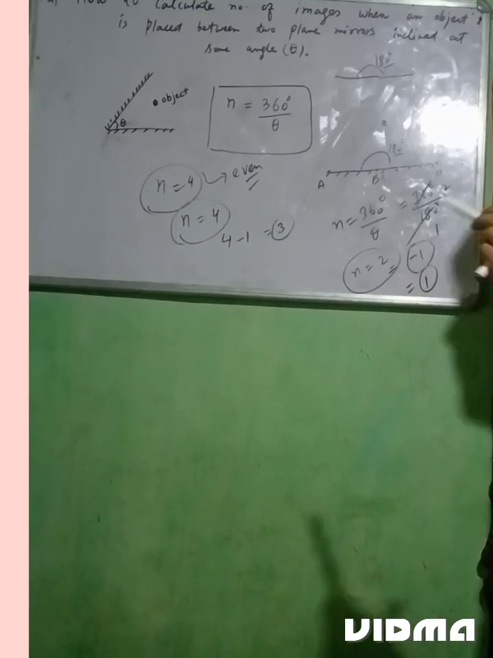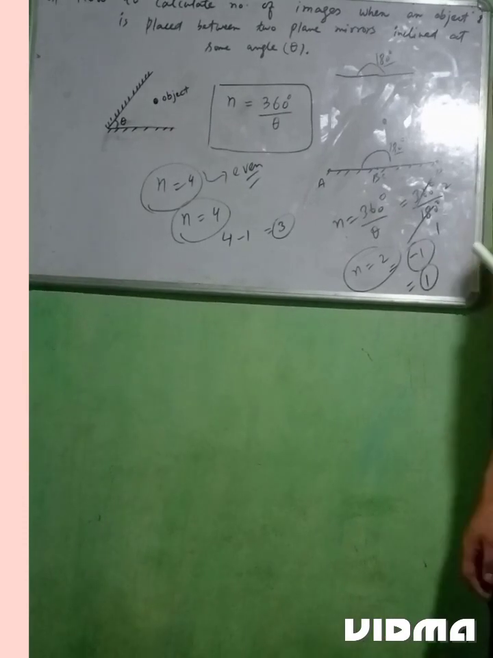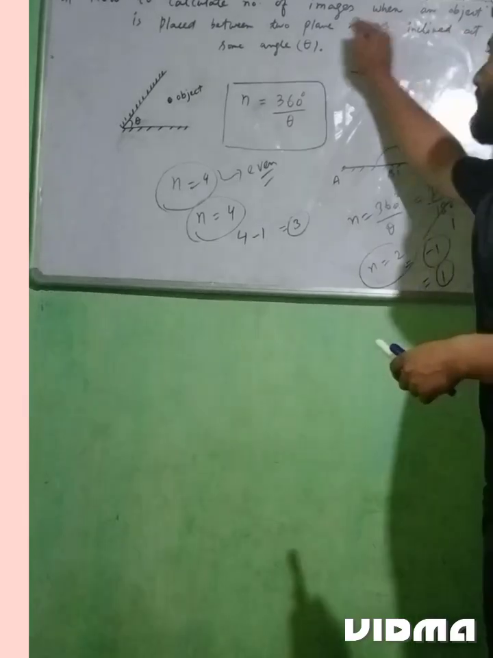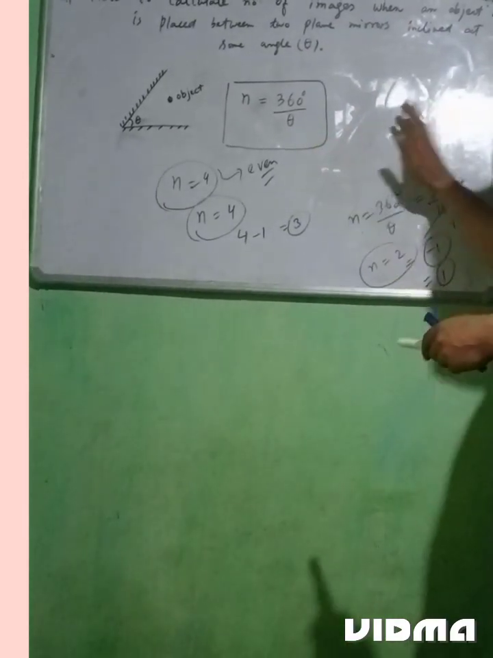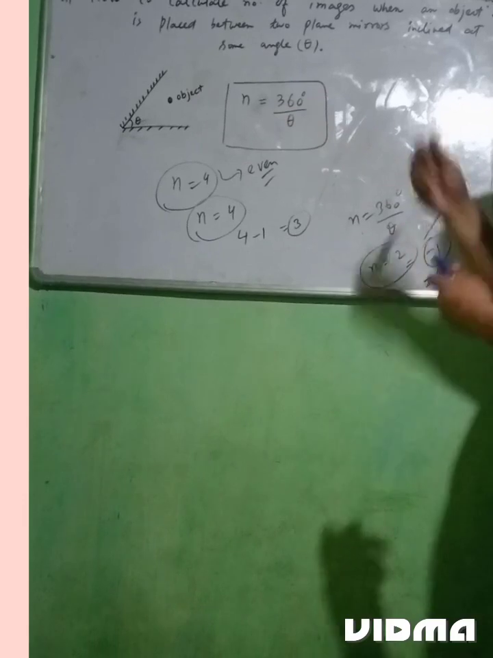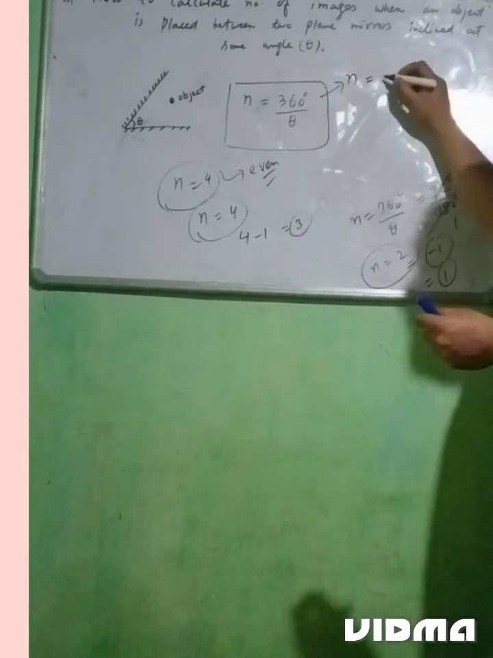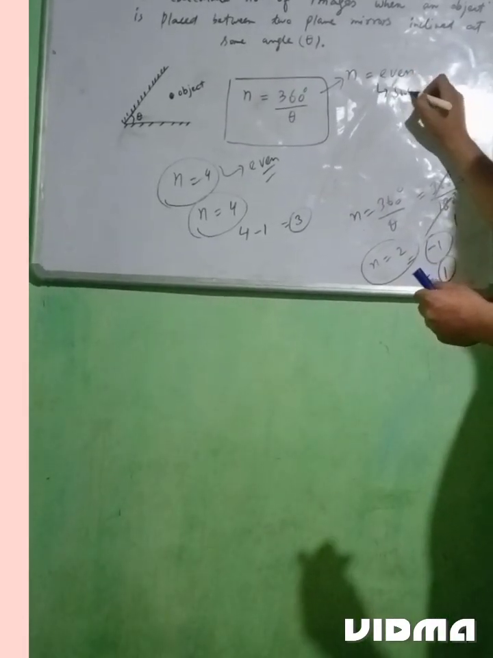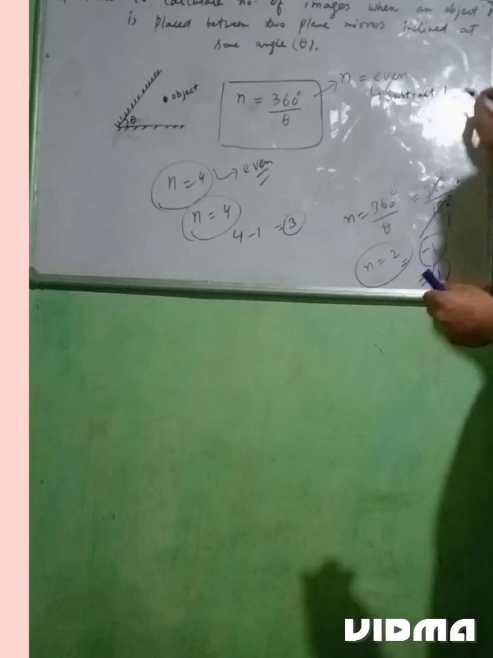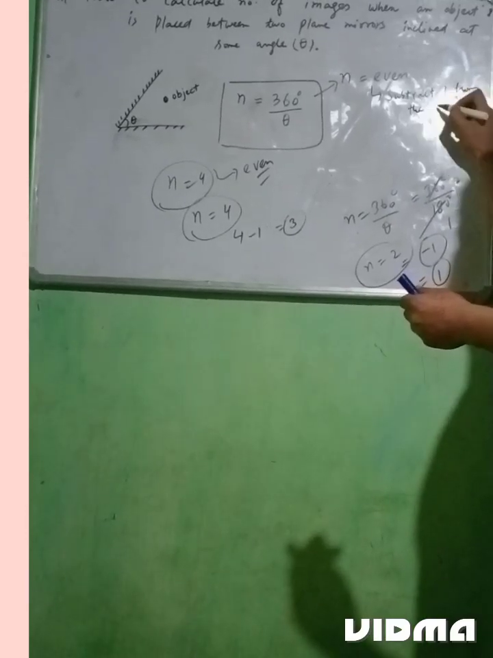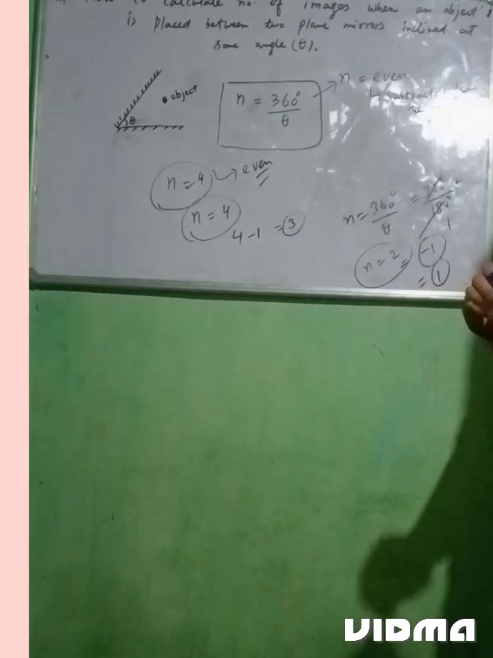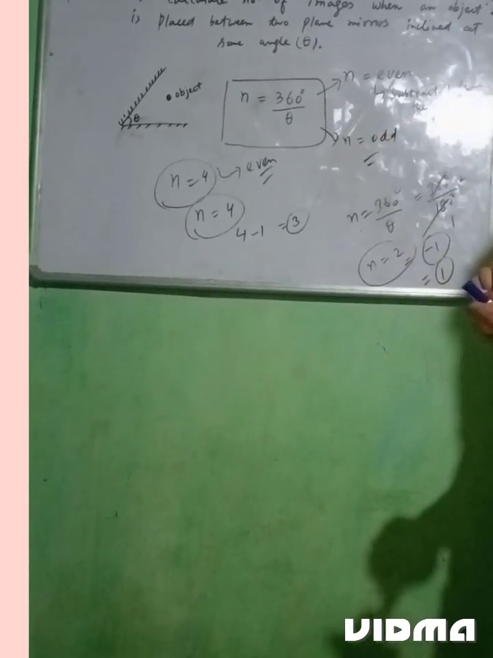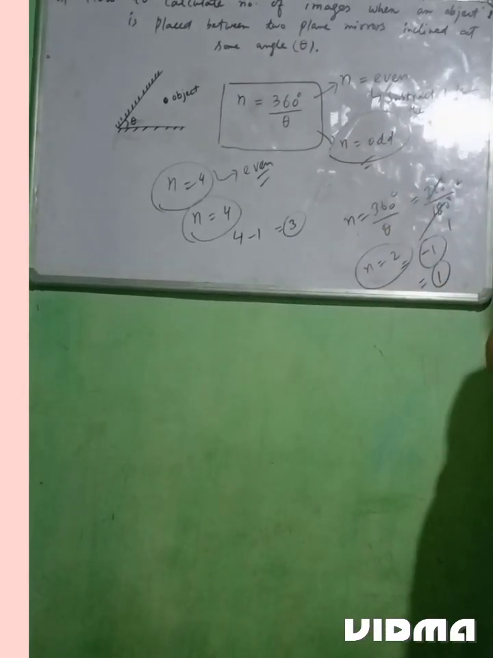Now at last, I want to conclude my topic by some tips. How you have to go through it. You have to keep in mind only this very tip, this very formula, and if you are getting n equal to even, then you have to subtract 1 from the answer. And if you are getting n equal to odd, then you need not do anything else.